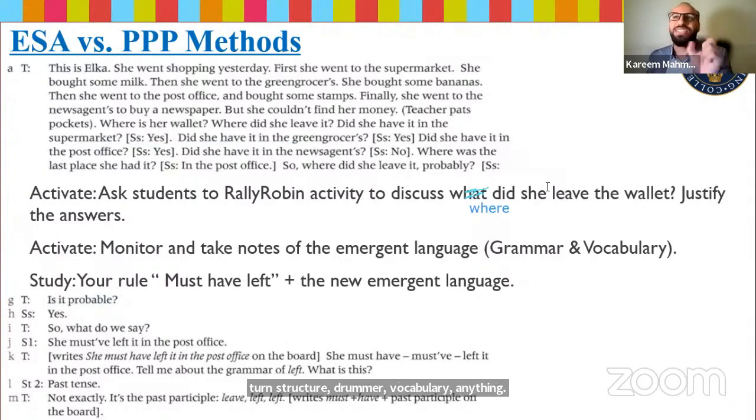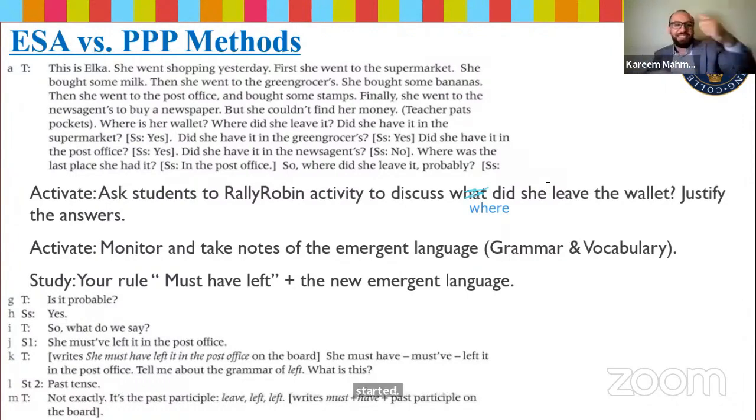And then after that you do the study. What is the study? It is the target language you need to teach, for example, must have left. So you need to teach them. That comes to the study. Not only this target language, but I will also refer to the emergent language that has come out from students. They come up with new vocabulary, new structures, new justifications. So I will highlight these things also. So I activate, I do the study, and then eventually they do the task again.